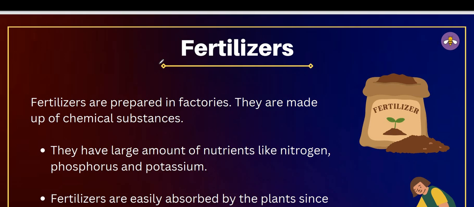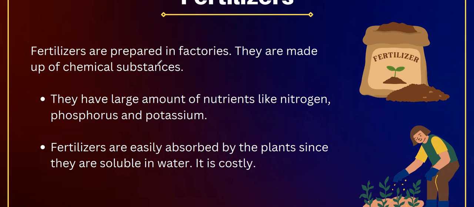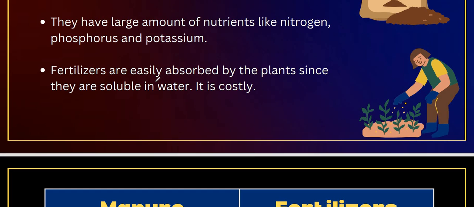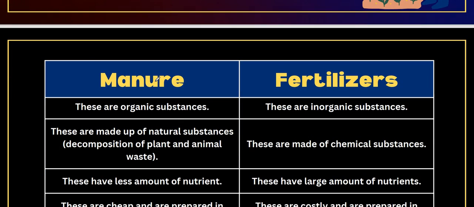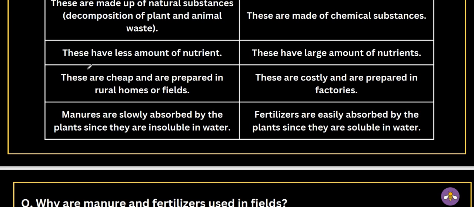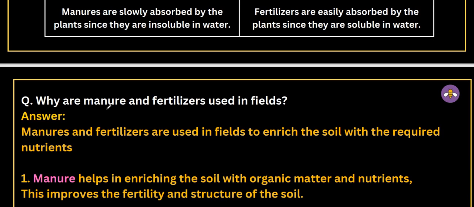Fertilizers are chemicals prepared in factories, and they have a large amount of nutrients, specifically enriched in specific materials only, like nitrogen, phosphorus, potassium. Fertilizers are easily absorbed by plants since they are soluble in water, and they are costly also. Manure is an organic substance and can be prepared at home, but fertilizers cannot be prepared at house. Manures are made up of natural substances, while fertilizers are made up of chemical substances. Manure has a lesser amount of nutrients, fertilizers have a high and concentrated amount of nutrients. Manures are cheap, fertilizers are expensive. Manures are slowly absorbed by plants, and fertilizers are easily absorbed by plants.